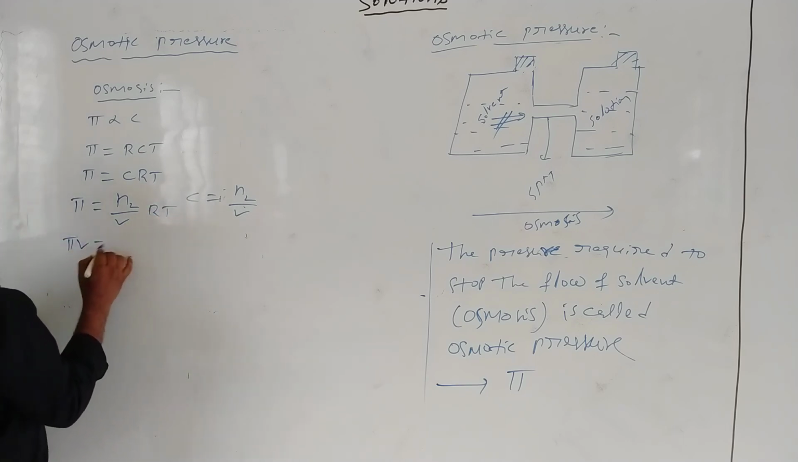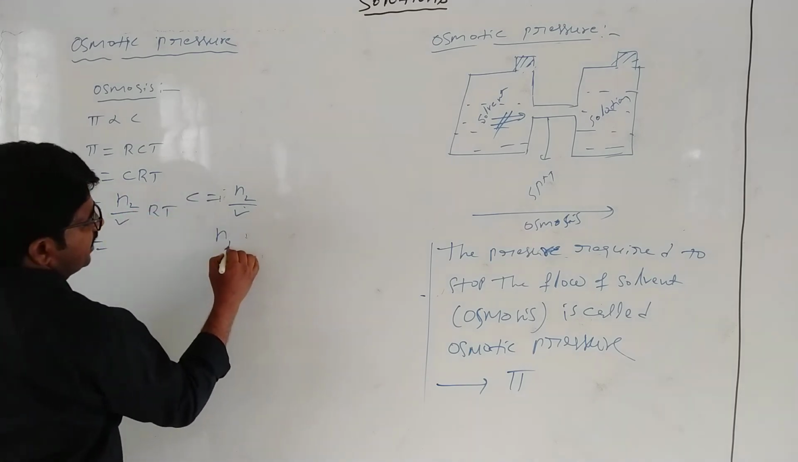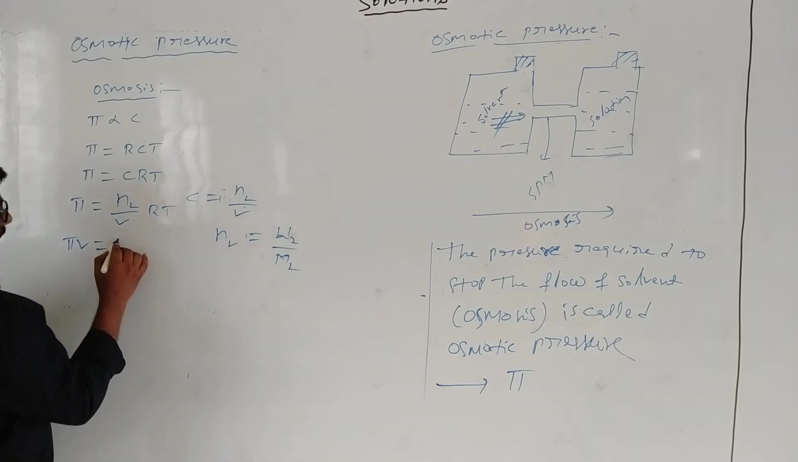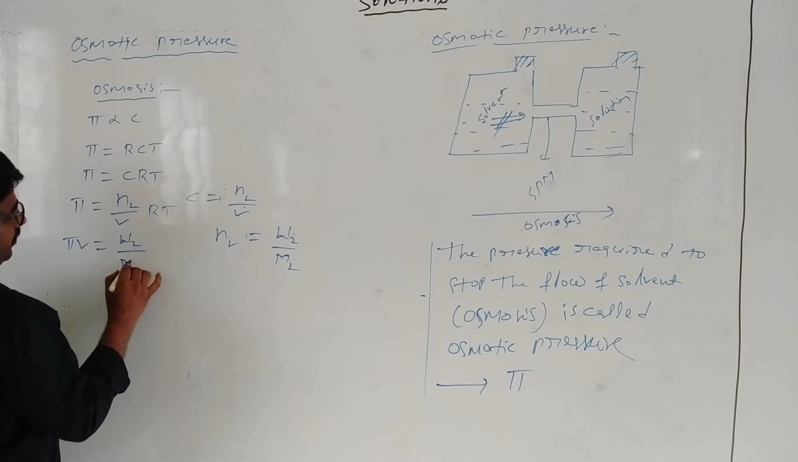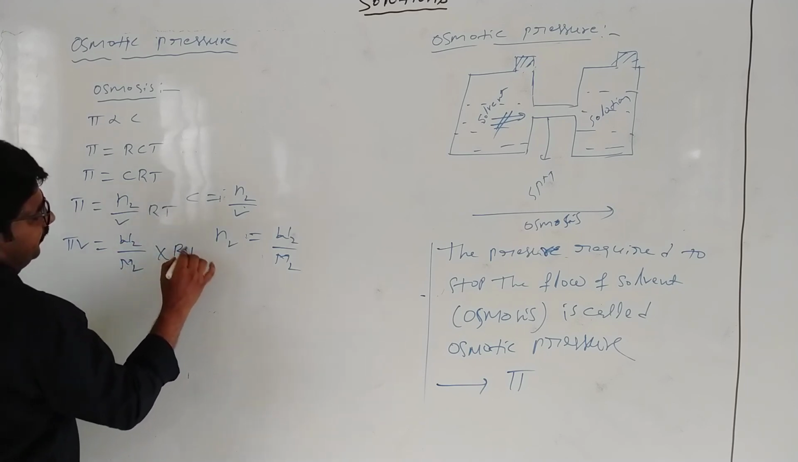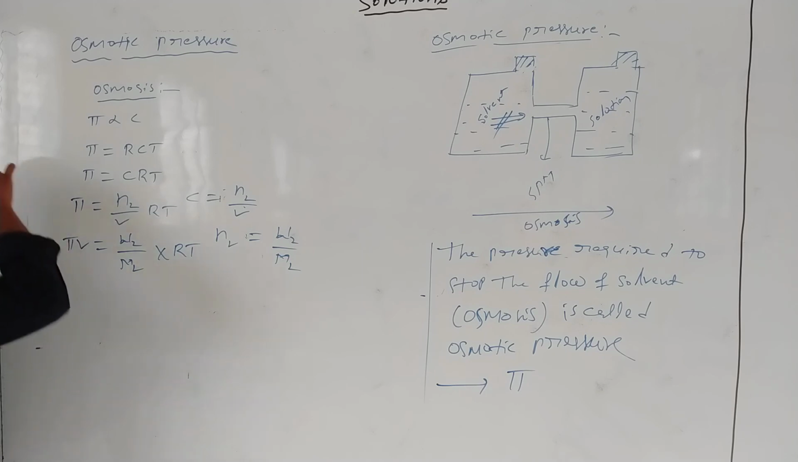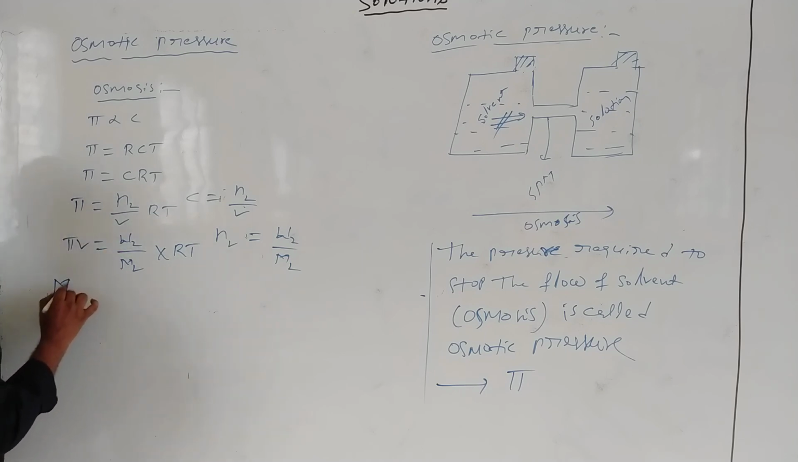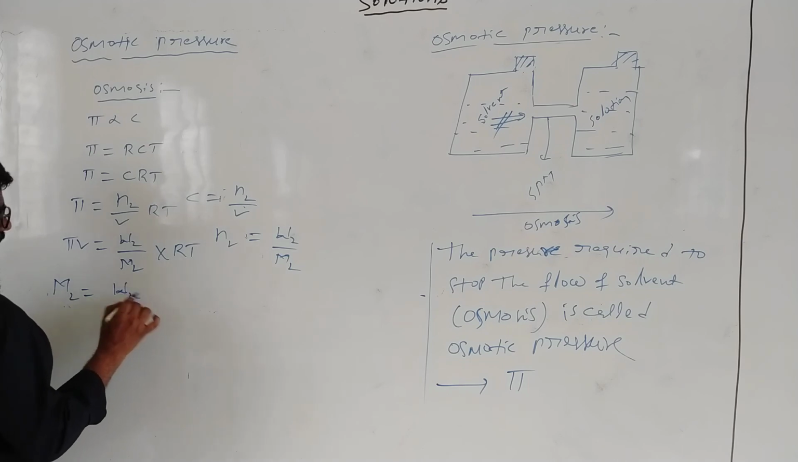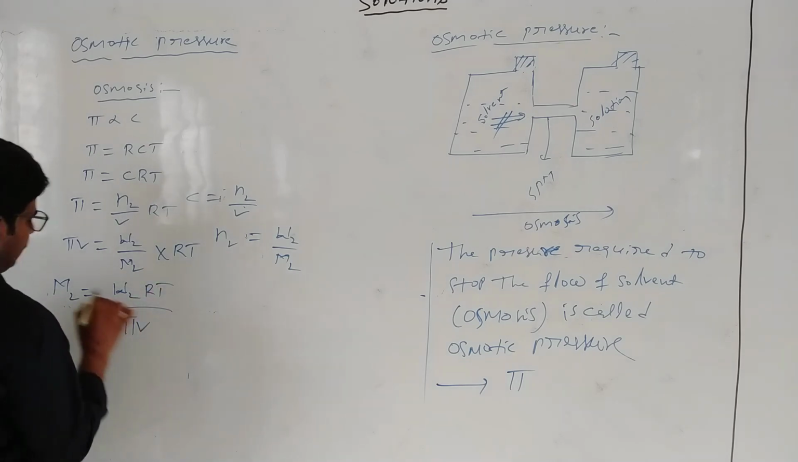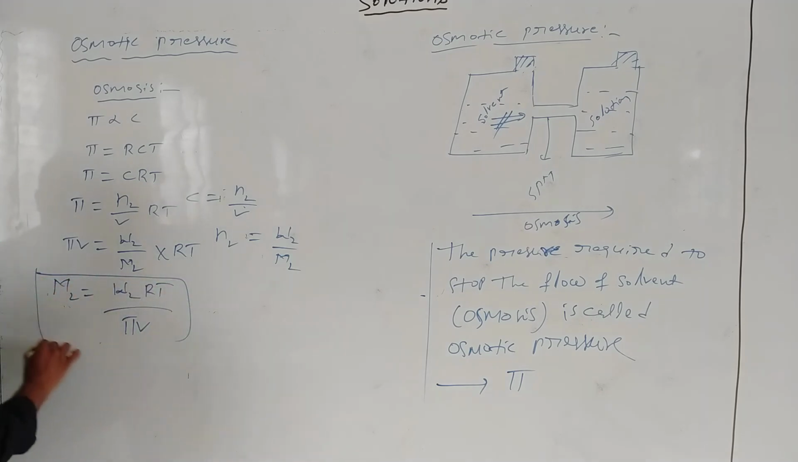Now pi V is equal to n2 RT, and n2 can be written as W2 by M2. So pi V is equal to W2 by M2 into RT. Now we can write M2 is equal to W2 RT by pi V. So this is the calculation of the mass of solute by using osmotic pressure.